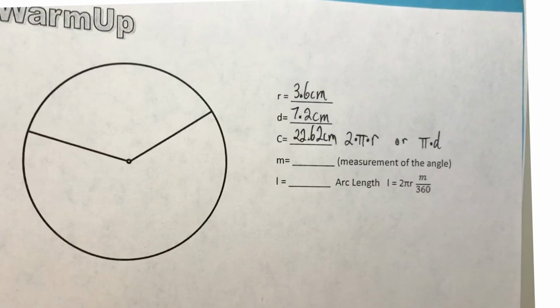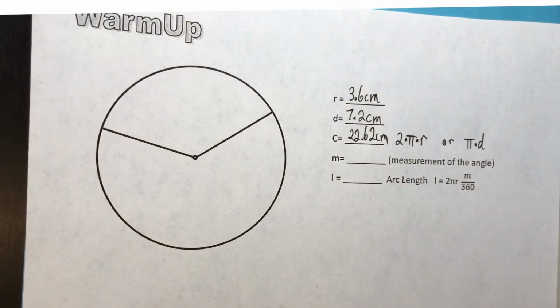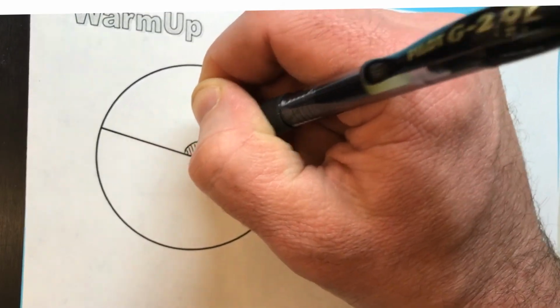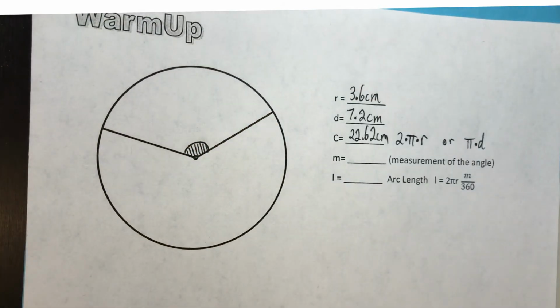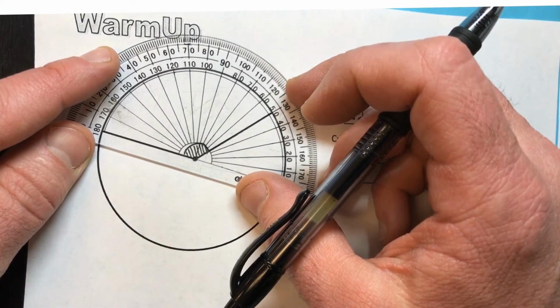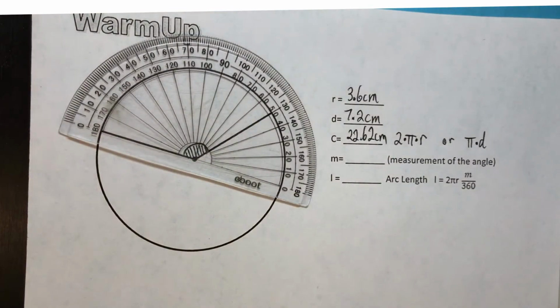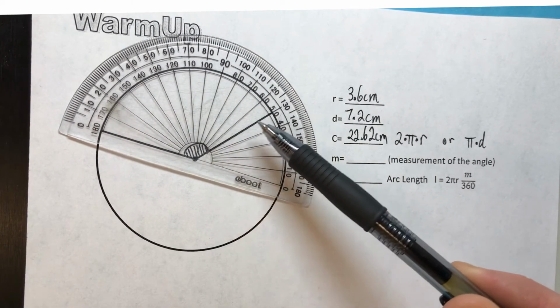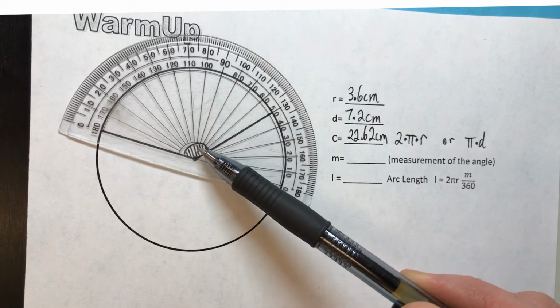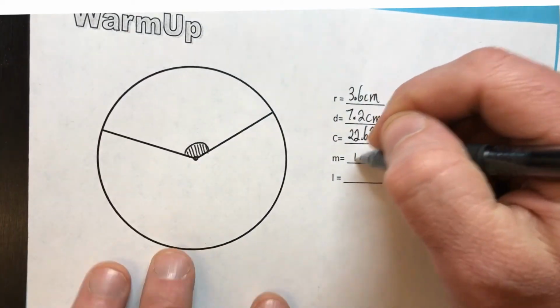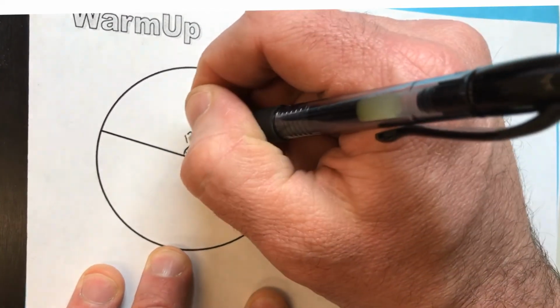All right, next. Now we're going to talk about the measurement of this angle. That's where your protractor is going to come in. I want you to measure this angle right here. So how big is that angle? It's definitely bigger than 90, so it's obtuse. It's not the 50. It's the bigger number, the 130. So that angle is 130 degrees.